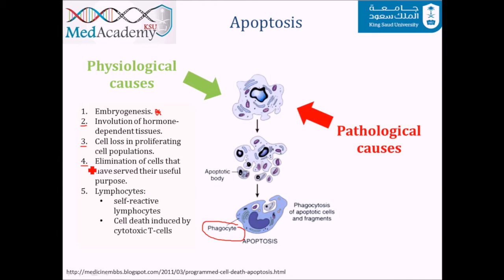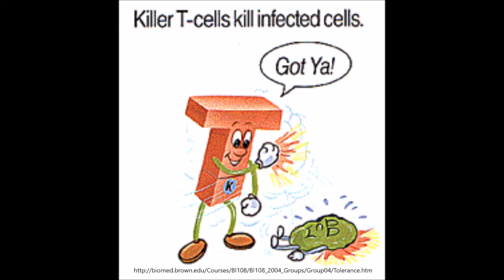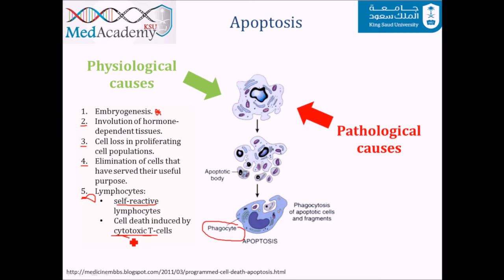Fourth is the elimination of cells that have served their useful purpose. For example, when you have a lymphocyte at the end of an immune response, you no longer need this lymphocyte because it contains a microbe, so you need to eliminate it. And fifth is elimination of potentially harmful self-reactive lymphocytes. Self-reactive means a lymphocyte that is willing to attack your own cells. So these lymphocytes are crazy, and it actually protects you when these are eliminated. Lastly, cell death induced by cytotoxic T lymphocytes, which is a defense mechanism that serves to kill virus-infected and neoplastic cells. Pathological causes are fewer.